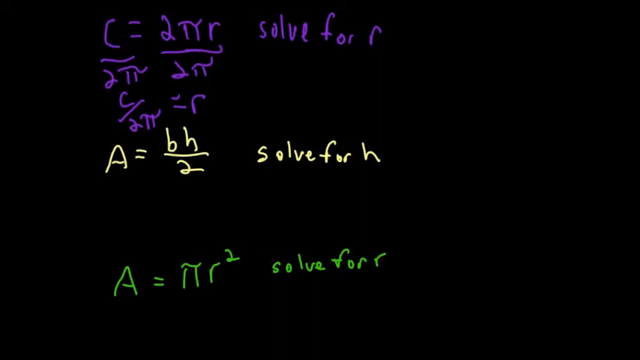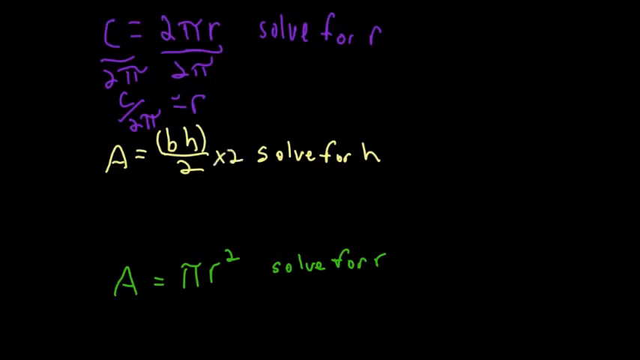Alright, next, area equals base times height divided by 2. So that's area of a triangle. And we want to solve for h. So this one we got two steps. So first we have to think of the stuff on top as being in parentheses. So we got to undo that last. So first thing we need to do is get rid of the divide by 2.